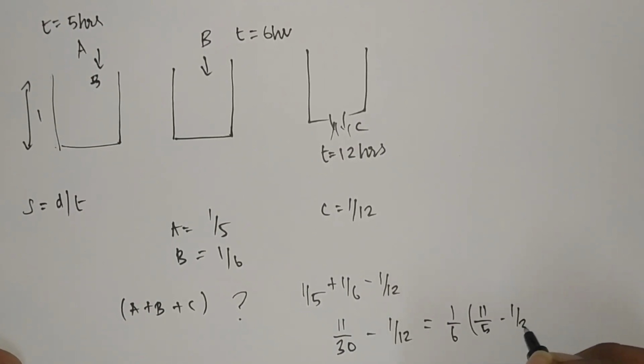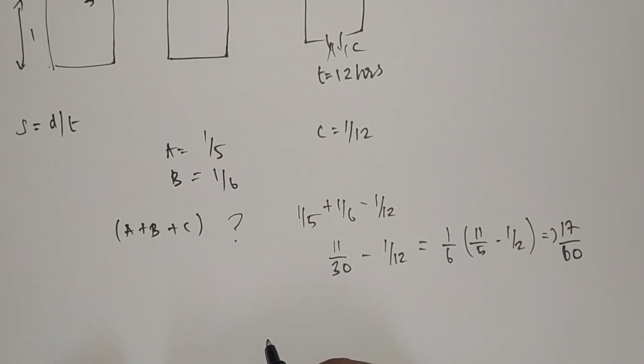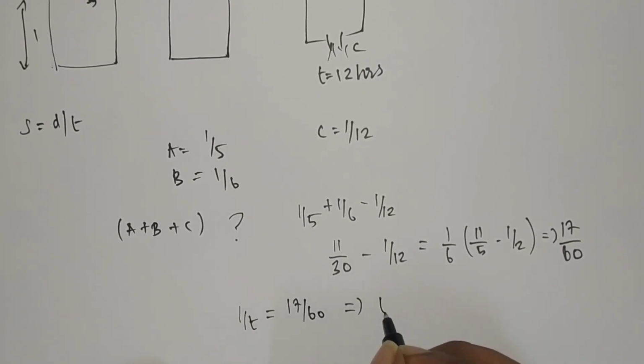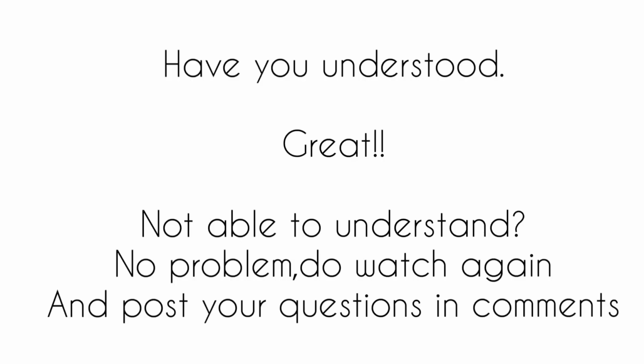Solving this will give us A plus B plus C, which is 17 by 60. We know A plus B plus C is 1 by T, where 1 is the distance and T is the time which we need to calculate. So from calculation, T equals 60 by 17. If you are not able to understand, no problem, please watch again.